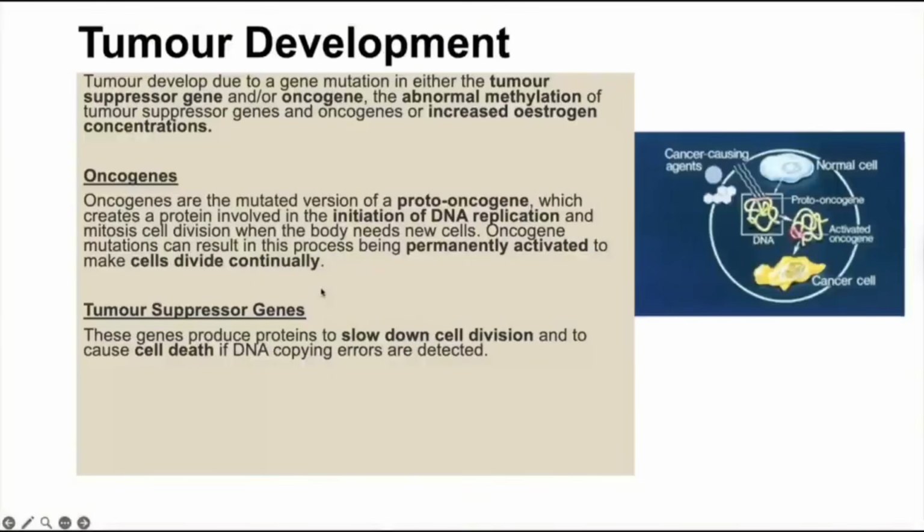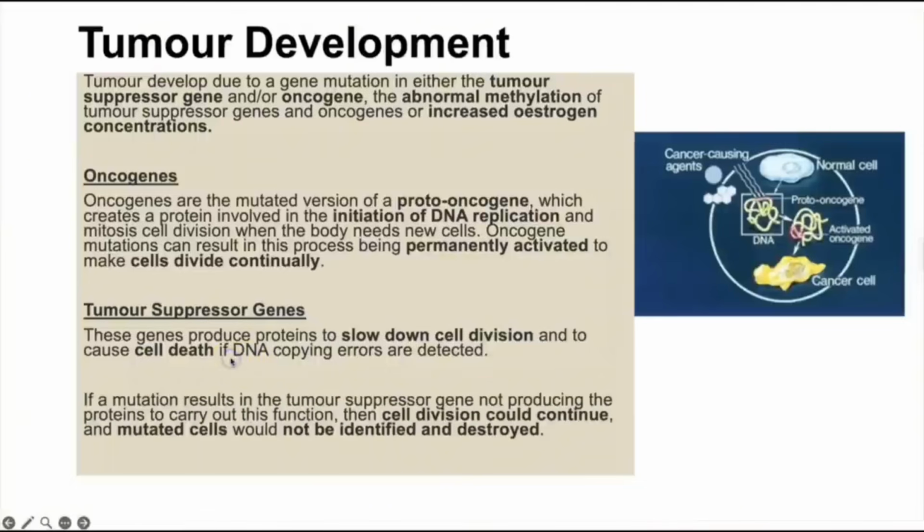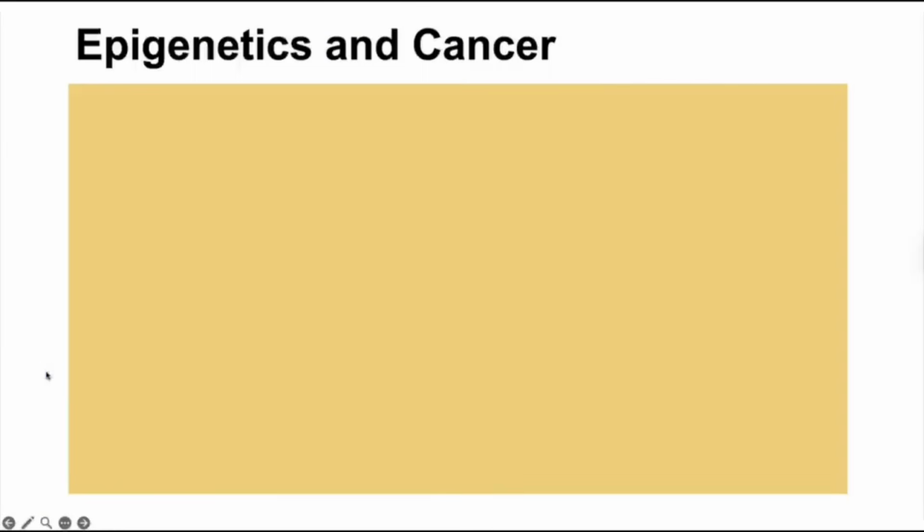Tumour suppressor genes code for proteins that slow down cell division and cause cell death. So when you no longer need new cells, it makes the protein, and also causes cell death if a copying error is detected, so that cell needs to be destroyed. Now, if a mutation affects the tumour suppressor gene, you won't make that protein anymore, and therefore cell division isn't going to slow down. Also potential mutated cells aren't identified and destroyed. Again, that is why it can result in a tumour forming.